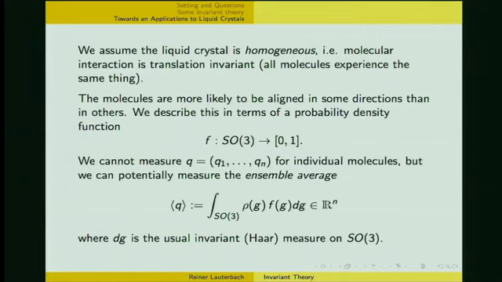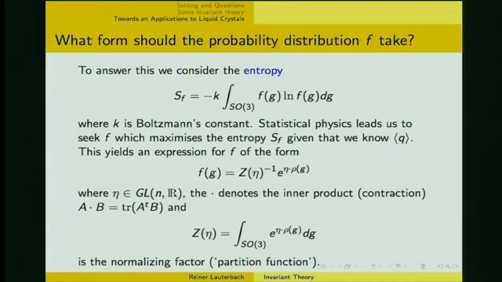We have some assumptions on the molecule, and so we take a probability density function on SO3 which takes values in [0, 1]. This is an ensemble average for F, and again dg is a Haar measure. Then we have the entropy.